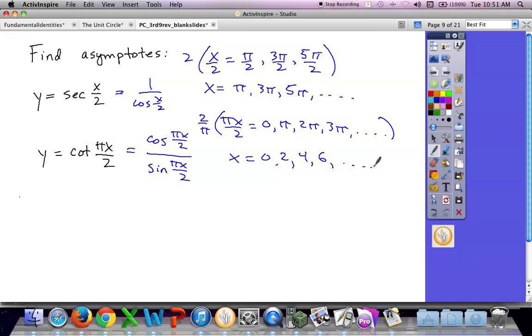So it's all about asymptotes, you know. If it was a cosecant, 1 over sine, you need the zeros for sine. If it's tangent, sine over cosine, you need the zeros for cosine.